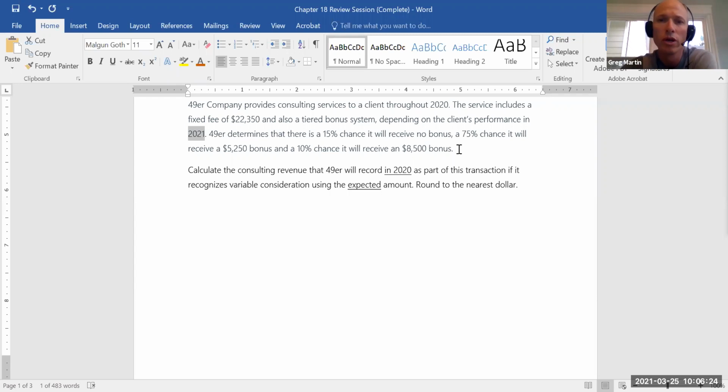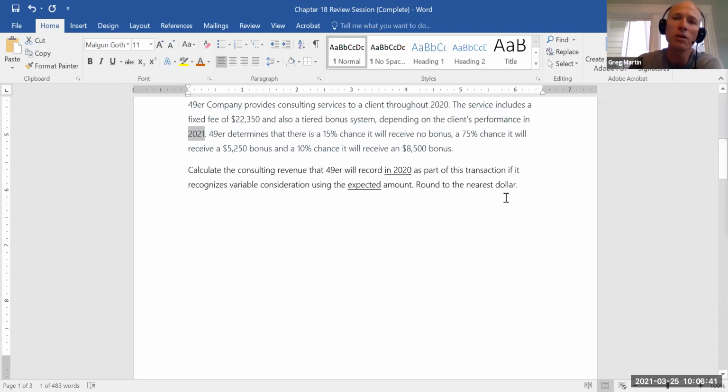So again, there's two ways that we typically do this. One is the expected amount, which is an average or a weighted average, and then the most likely amount is the one that has the highest probability. And in this case, we're asked to do the expected amount. So we're asked to do a weighted average.